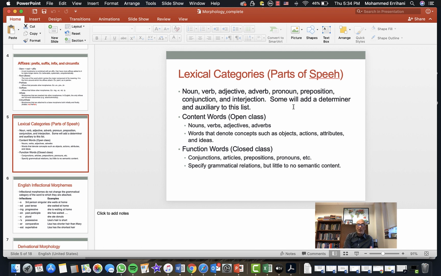Same thing with articles. We have a and the. You cannot add another article. Prepositions, on the table. So something is on the table. You cannot add another word that has the same meaning. Therefore, it's a closed class. So these function words specify the grammatical relations between words in a sentence, but they have almost no semantic content. They don't really have any meaning by themselves.